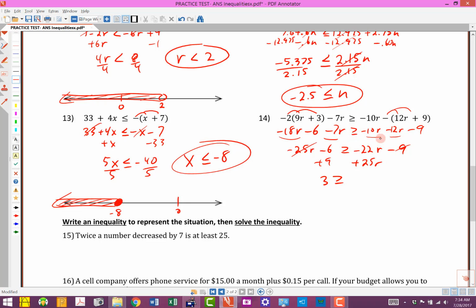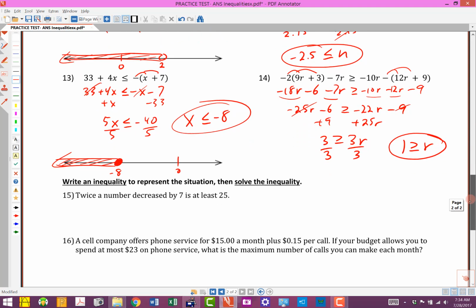And again, all we've been doing is adding and subtracting here, with a little bit of simplification along the way. Divide by 3 doesn't change the direction, so we get 1 greater than or equal to r, or read backwards, r is less than or equal to 1. But we don't have to graph it, so we're done with that one.